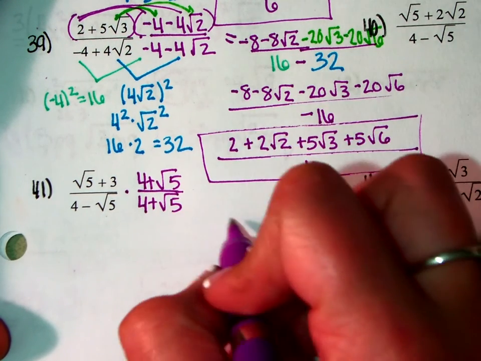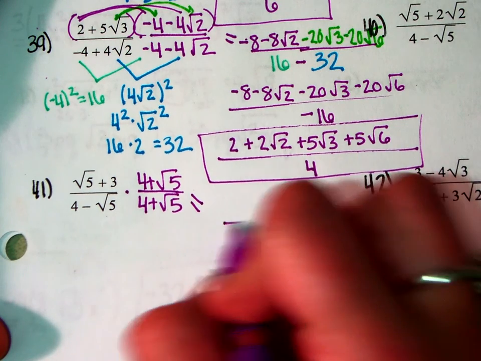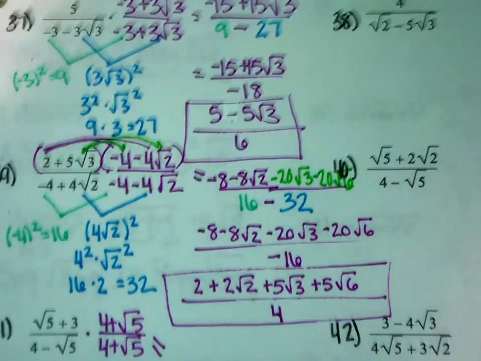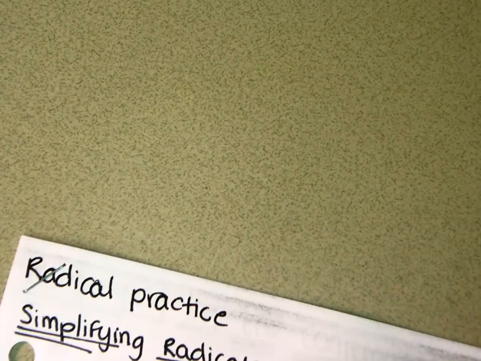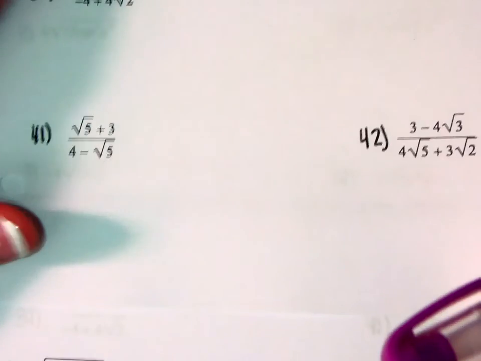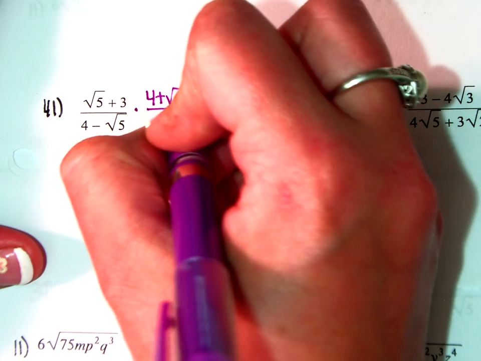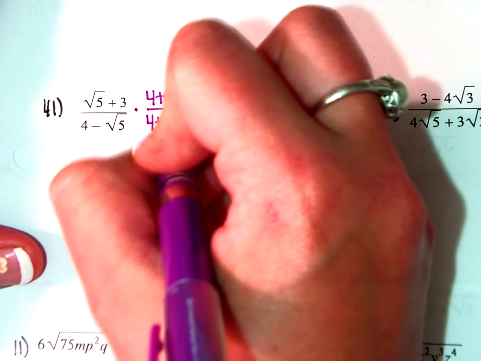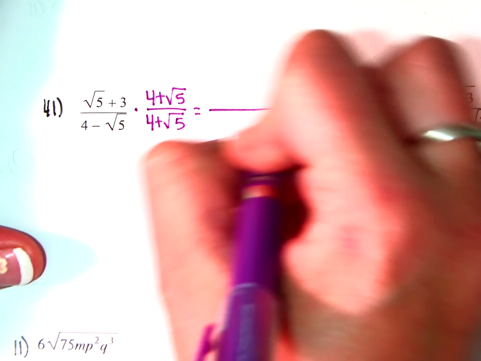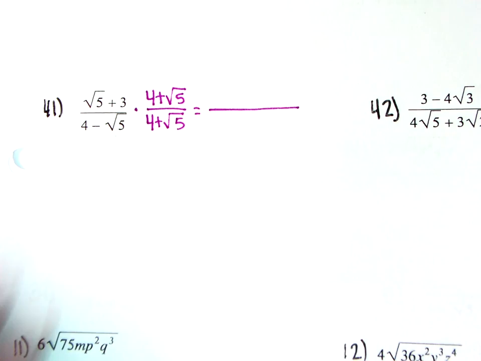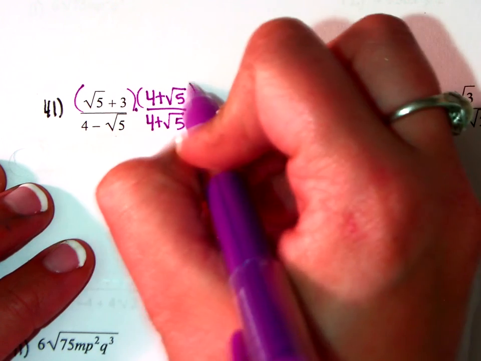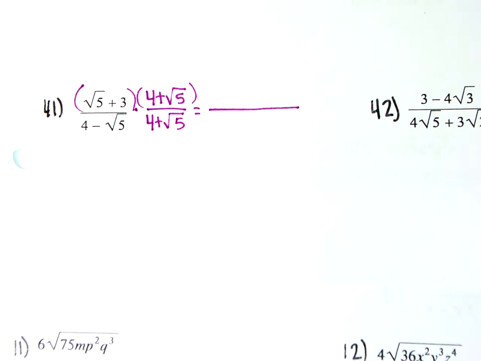I'm going to move my math down. Again, I ran out of space here. Why don't we just start fresh? How about that? That way we have plenty of space. No one's crowding anybody. Here we go. That other one got a little messy. So 4 plus the square root of 5, 4 plus the square root of 5. Again, I'm going to distribute. I'm going to put the top in parentheses as well as the bottom, just to make my life a little easier.